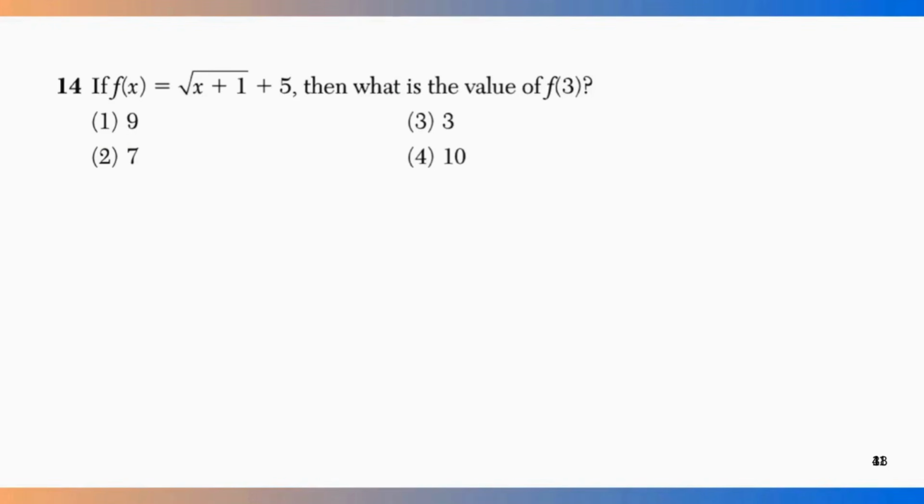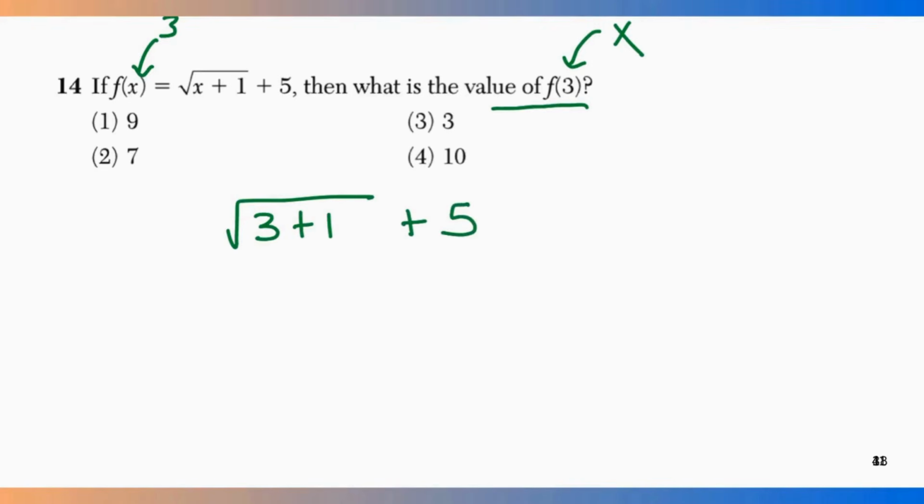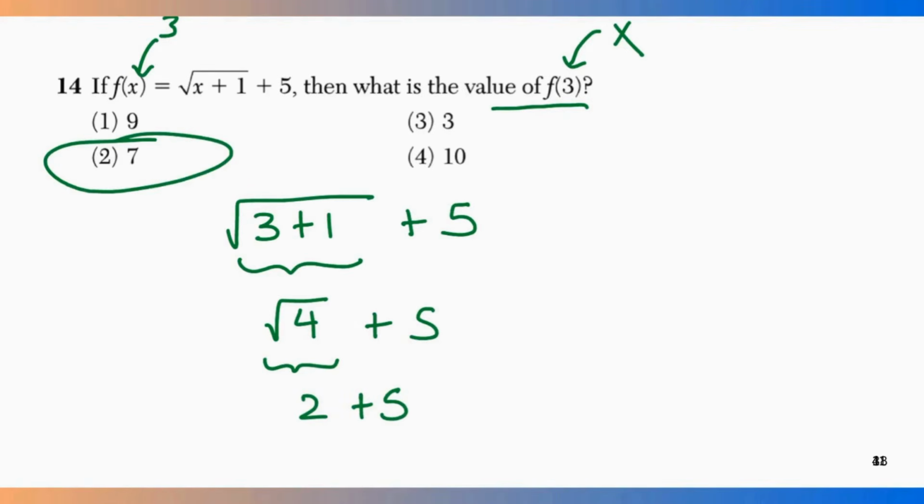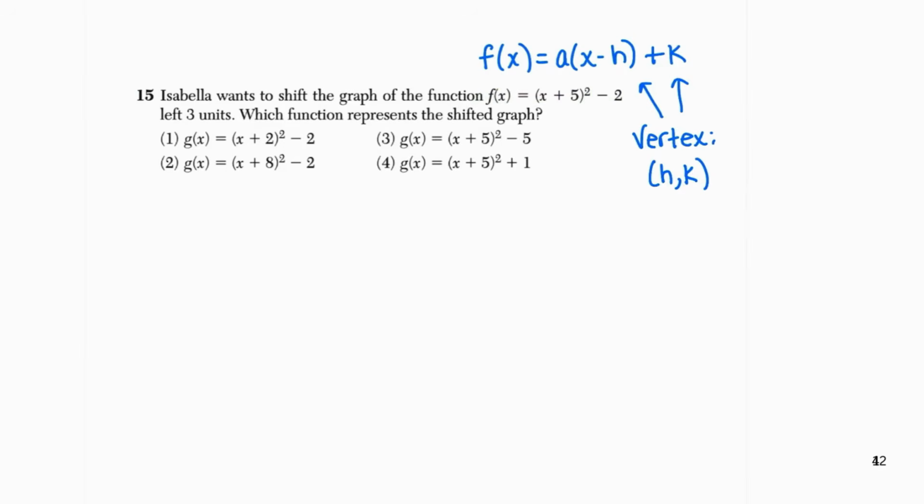Number 14 gives us a function and asks us to find the value of f of 3. All this means is replace the x with 3, right? Notice that the 3 is in the place of the x. So all we're going to do is substitute and then evaluate. So instead of writing an x, I'm going to write a 3. I'm going to copy everything else exactly as is, and then I'm going to evaluate. So this becomes the square root of 4 plus 5. The square root of 4 is 2, and 2 plus 5 is 7. So answer choice number 2 is my choice.